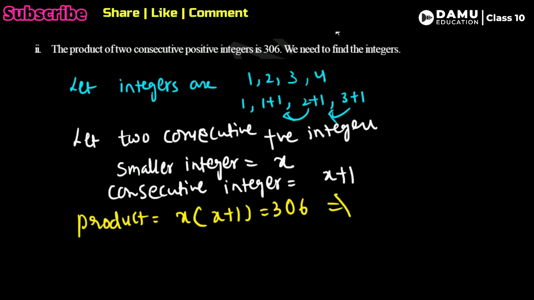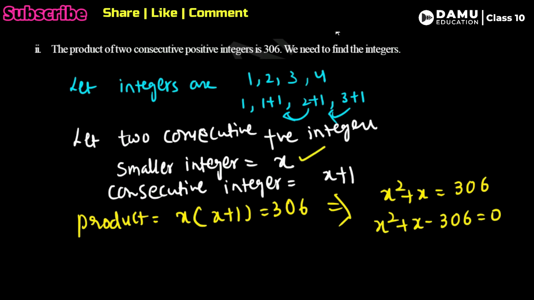We can write this as x square plus x equals 306, that is x square plus x minus 306 equals 0. Here the smaller integer is x. This is in the format of a quadratic equation, and now we can simplify it easily.